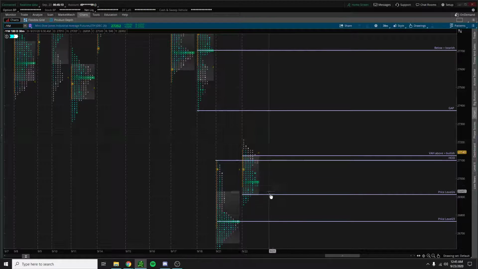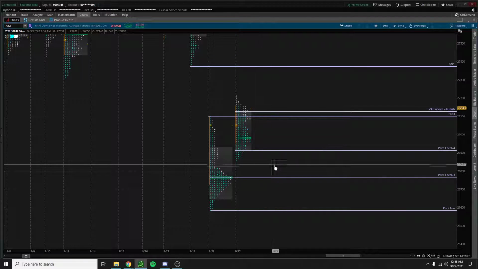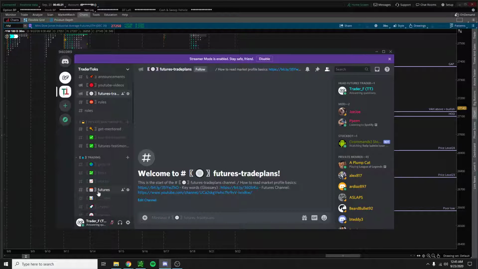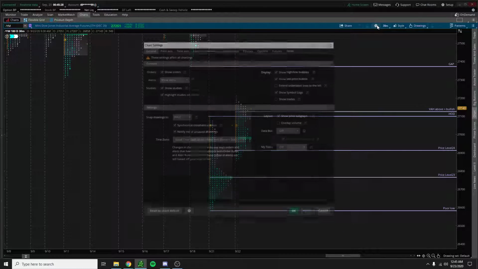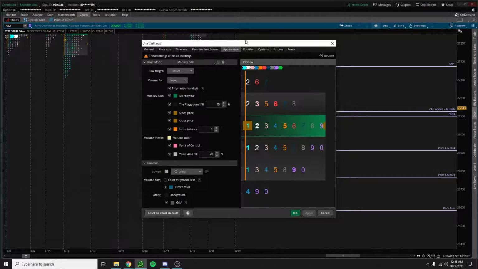Again, I already did the analysis, so I wasn't really doing it as I usually will. But if you have any questions, just go to the free futures chat room and type your questions there. If you want to find this, this is how you get the monkey bars on Thinkorswim.